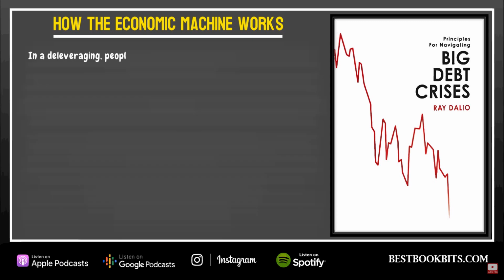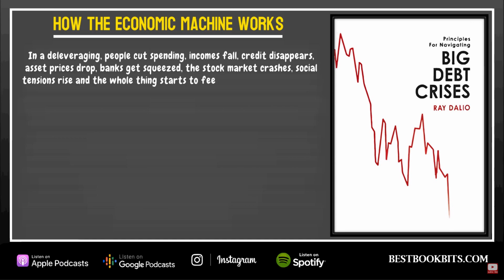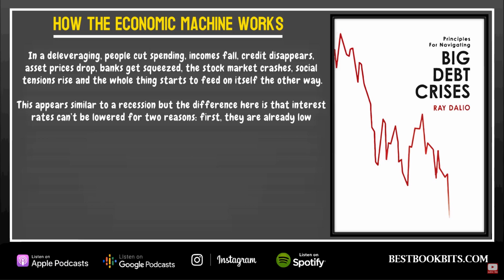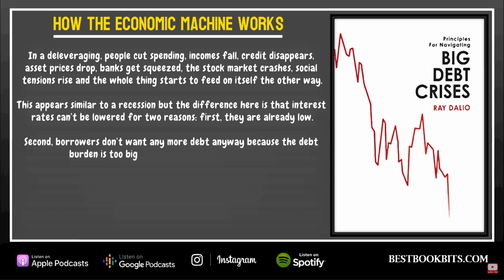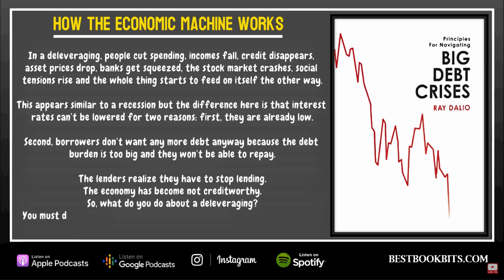In a deleveraging, people cut spending, incomes fall, credit disappears, asset prices drop, banks get squeezed, the stock market crashes, social tensions rise, and the whole thing starts to feed on itself the other way. This appears similar to a recession, but the difference here is that interest rates can't be lowered for two reasons. First, they are already low. Second, borrowers don't want any more debt anyway because the debt burden is too big and they won't be able to repay. The lenders realize they have to stop lending. The economy has become not creditworthy.